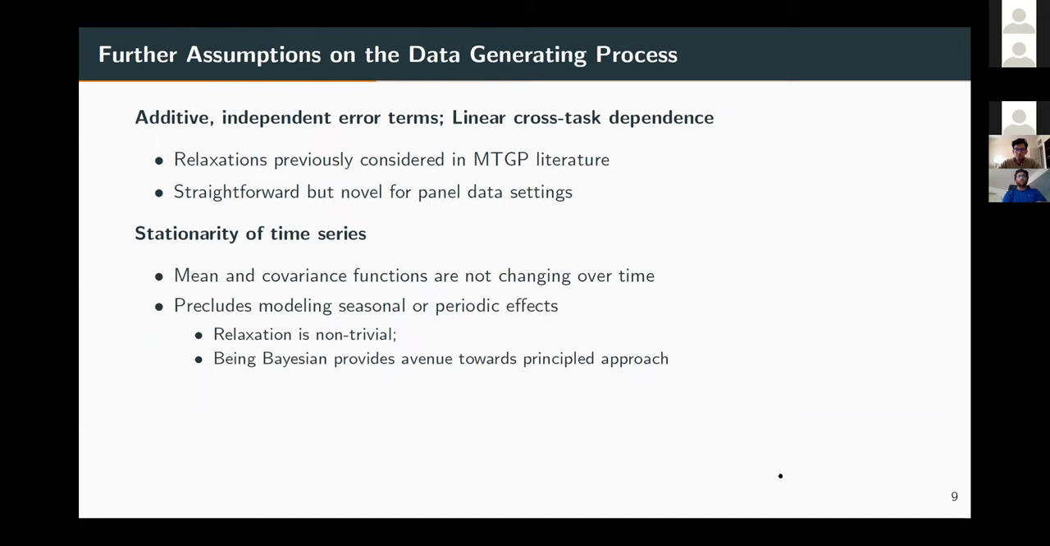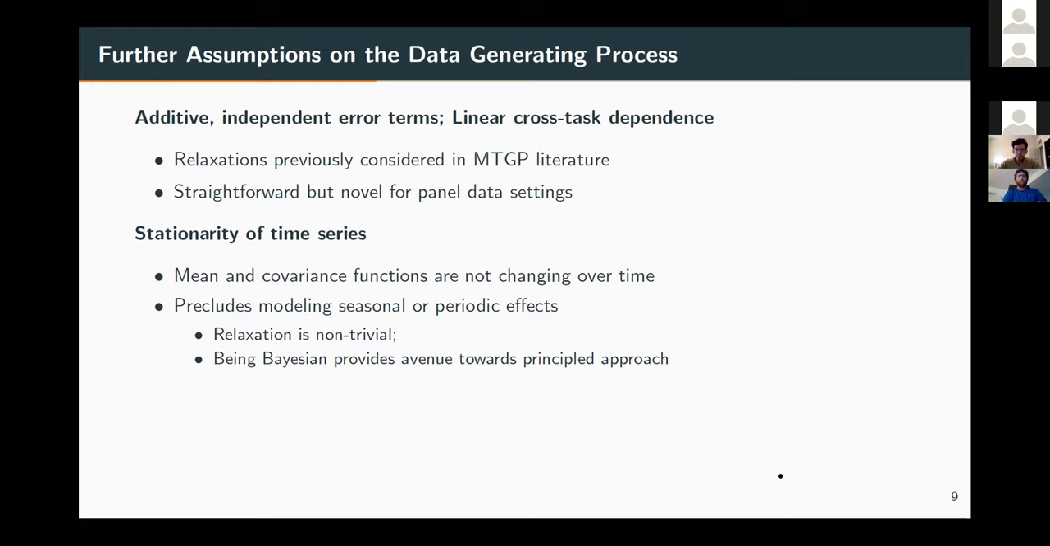So some additional assumptions that we're making here: we're going to assume that noise terms are additive and independent and that there's linear cross-task dependence. Relaxations of these are pretty easy in the multitask literature. These sorts of things haven't really been studied in the panel data setting. So this is one easy avenue to extend off of the existing panel data literature, that existing methods, there isn't a straightforward way to make these extensions.